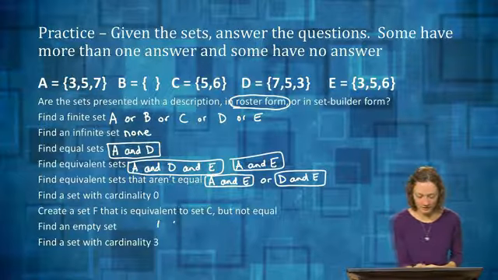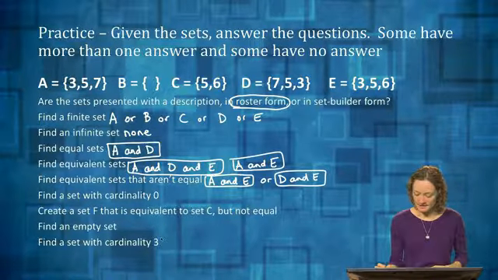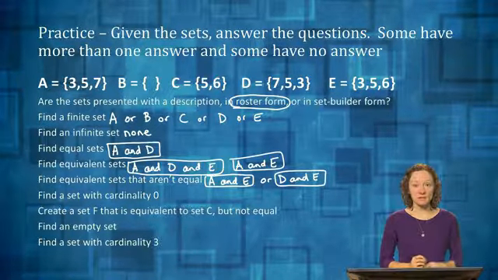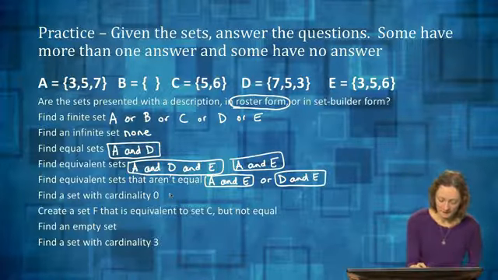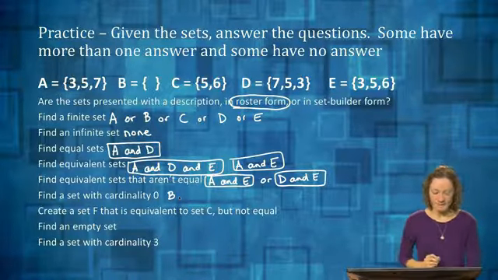All right, the next one. Find a set with cardinality 0, meaning there are 0 elements in it. That would be set B.